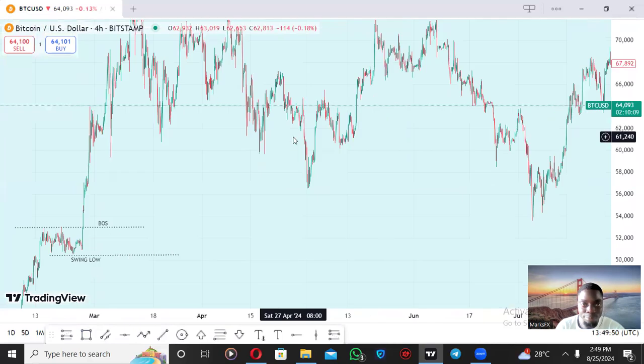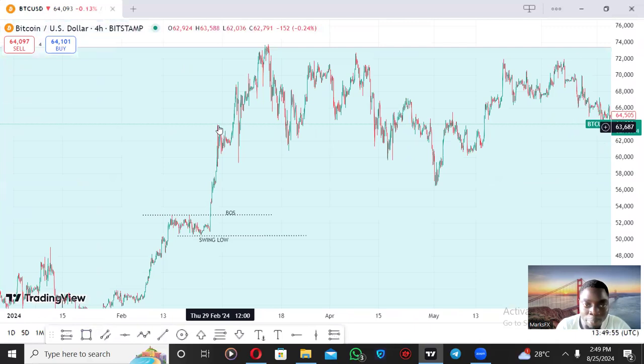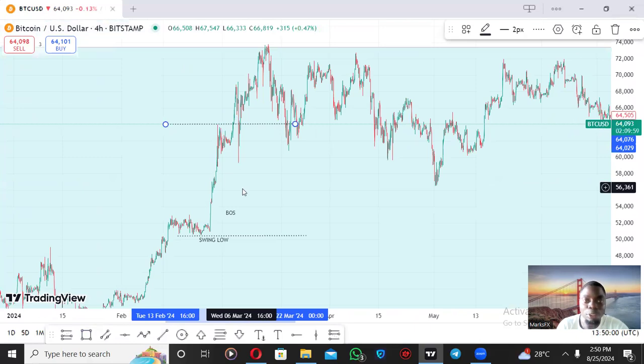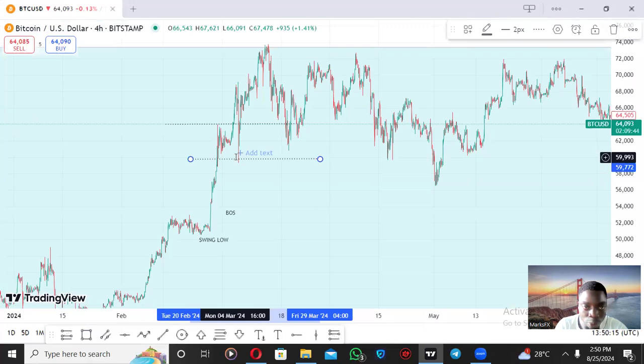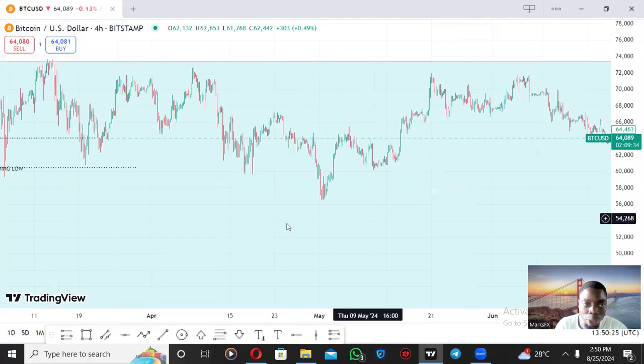Price pushed up. Let me adjust this. Pay attention. As price pushes up, we have a break here again, right? It's another break of structure. Which low led to that break of structure? Which low? Is it this low or this low? This low led to that break of structure. So this low here is your swing low.